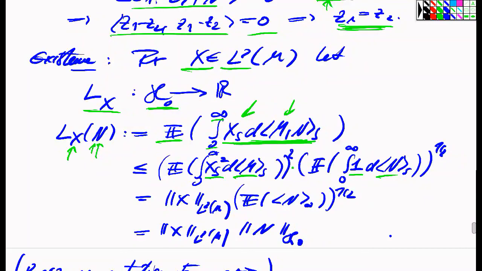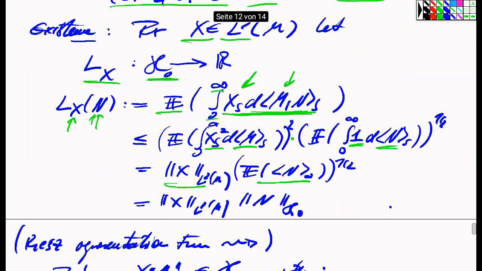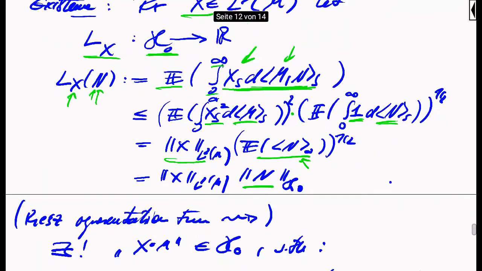Well, the left-hand side of these two, or the first factor of these two, is just my norm of the square integrable with respect to m process x. And on the right-hand side, well, I integrate the constant function 1 against the stochastic measure, so that's just the same as evaluating this bracket process at infinity. But we had seen that this is another way to write the norm of this element n in the H0 space. So this is nothing but the norm of n in H0, which means that this functional, which we had just introduced, is in fact, as a function in n, a linear continuous functional on this Hilbert space.